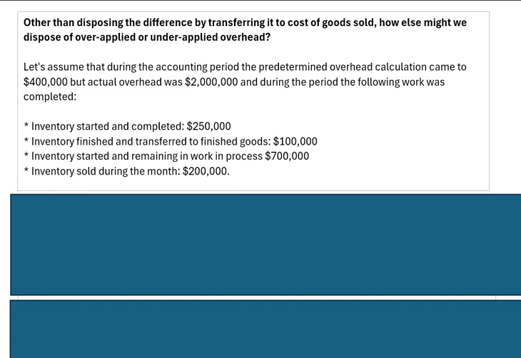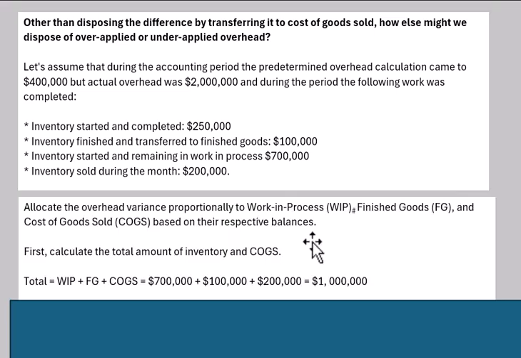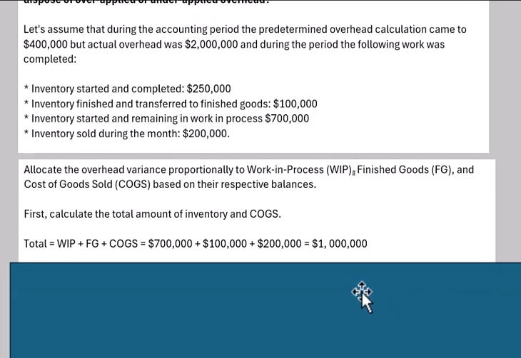So let's go through the steps of how to solve this. All right, so what we can do is allocate the overhead variance proportionally to WIP, to finished goods, and the cost of goods sold. So add up how much inventory went to WIP, finished goods, and cost of goods sold. Now you'll see that $250,000 inventory started and completed, we don't need that information.